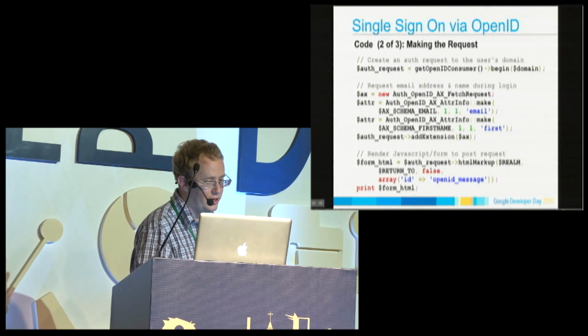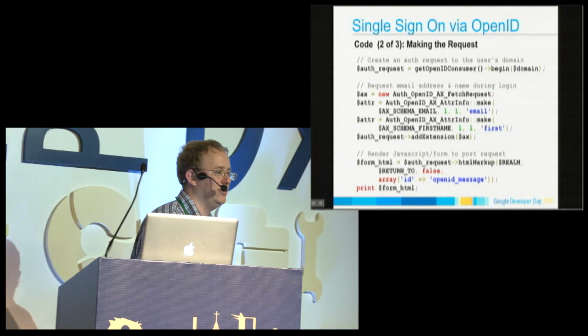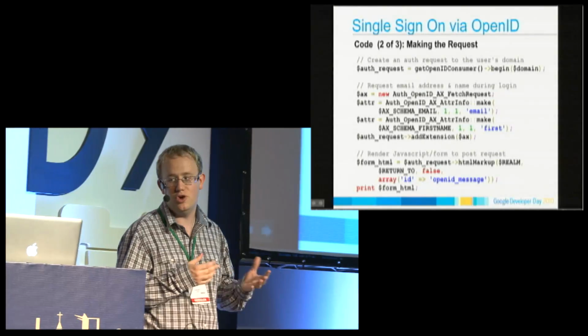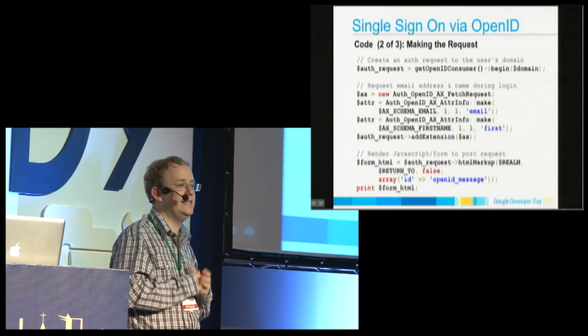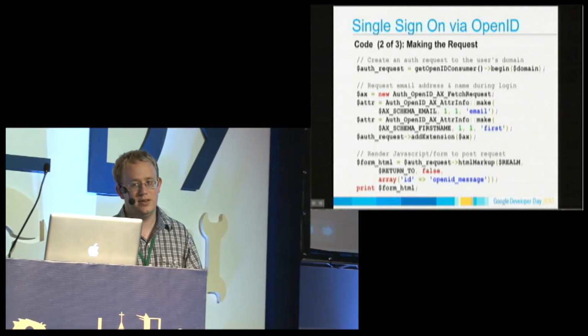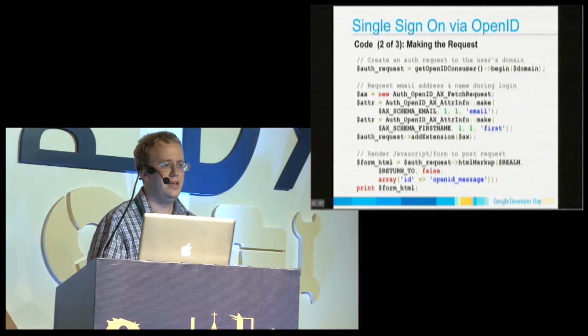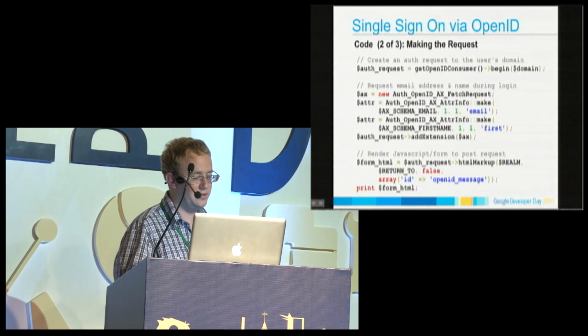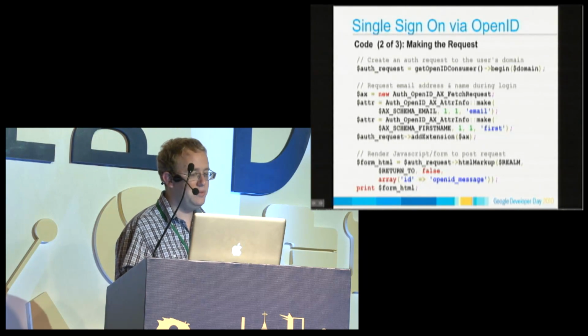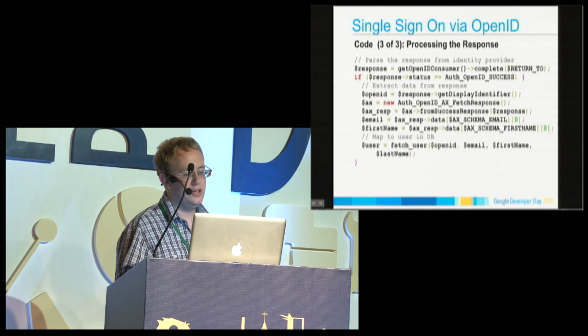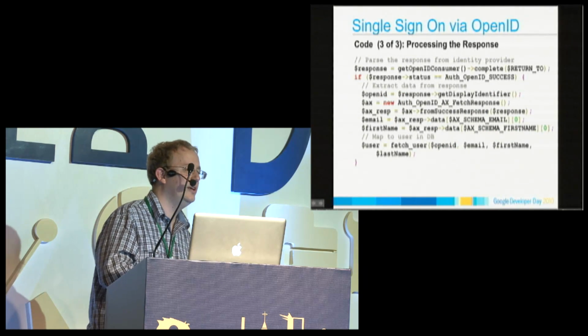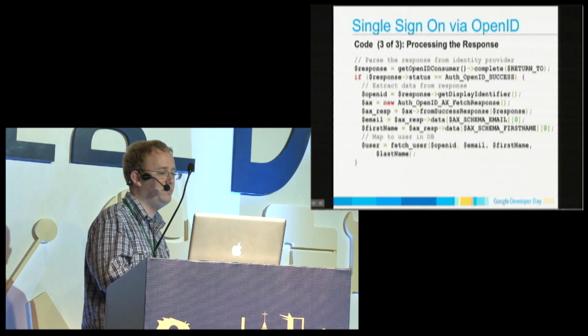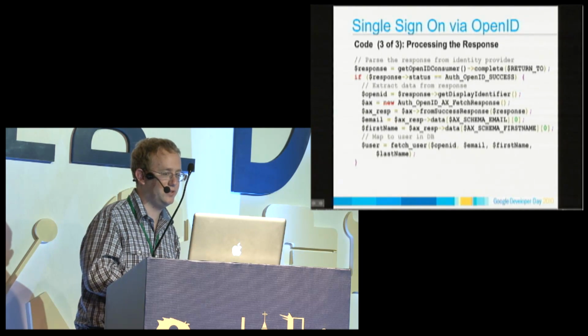Then the middle part here builds up what's called an attribute exchange request. Attribute exchange is an extension to OpenID, and it provides things like the email address of the user, the first name or last name, language, and some other things for the application. And then basically you're forming up the request, you're sending it over to Google, and once you get back a response, you need to parse that response.